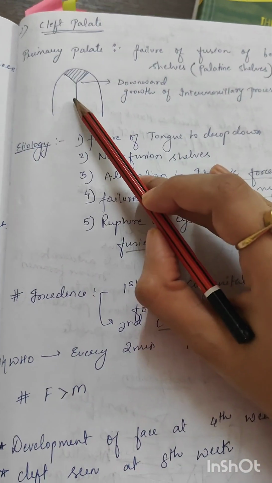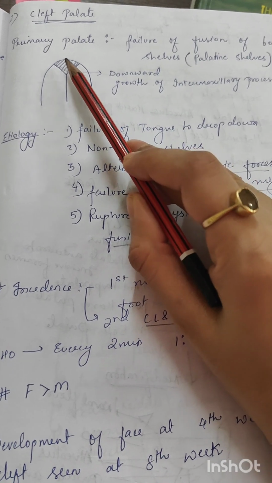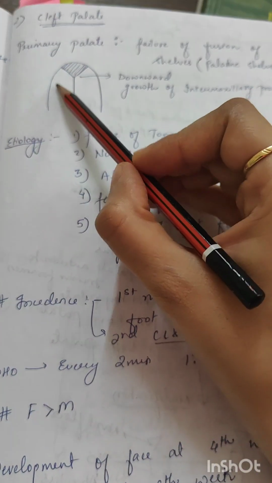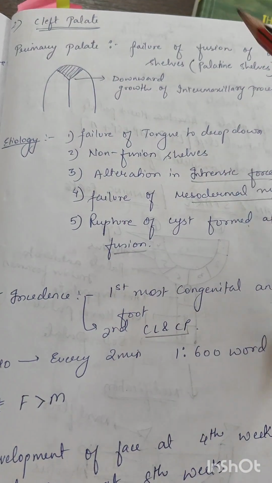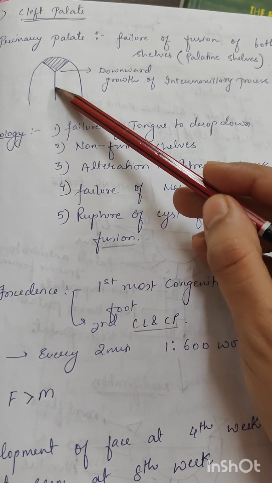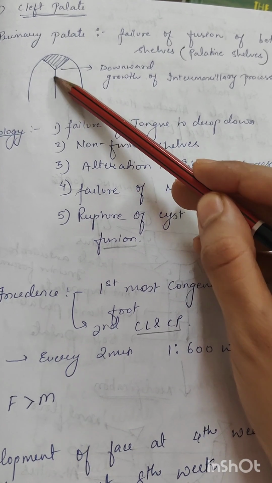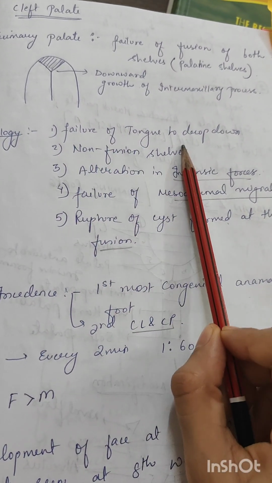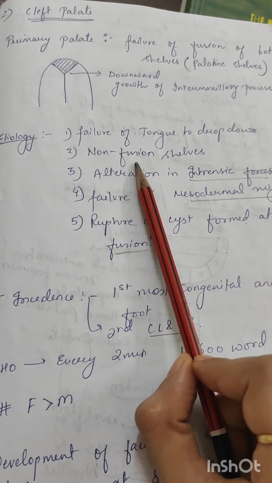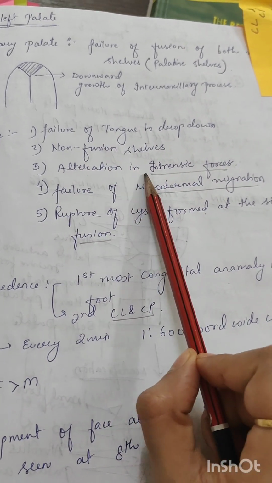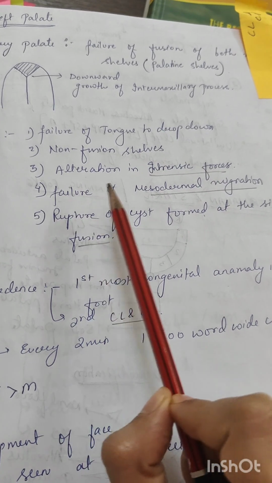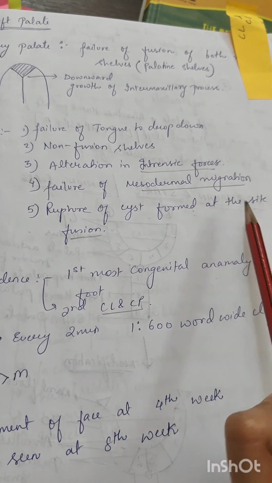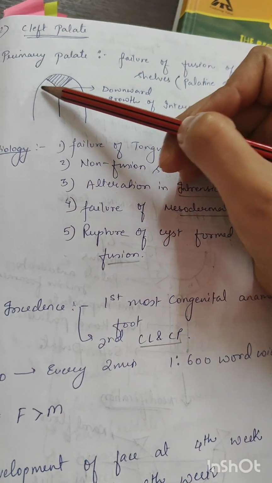Cleft palate, this is my primary palate. What happens? The failure of the fusion of the both maxillary shelves, that is the palatine shelves, cannot fuse, and also the intermaxillary process grows downward. Etiology of cleft palate: failure of the tongue to drop down, non-fusion of shelves, alteration in the intrinsic forces, failure of the mesodermal migration, rupture of the cyst which is formed at the site of fusion.